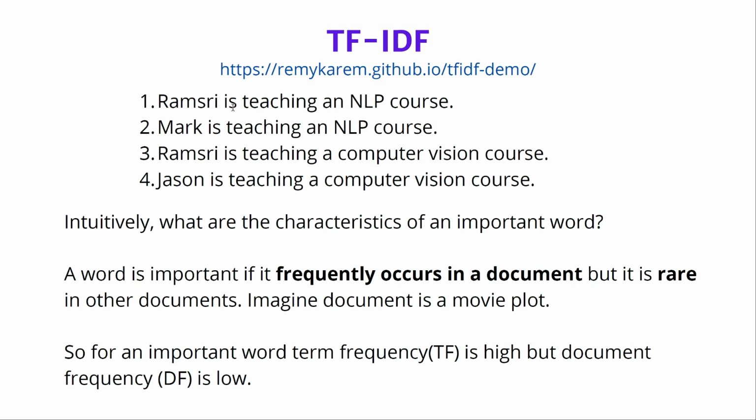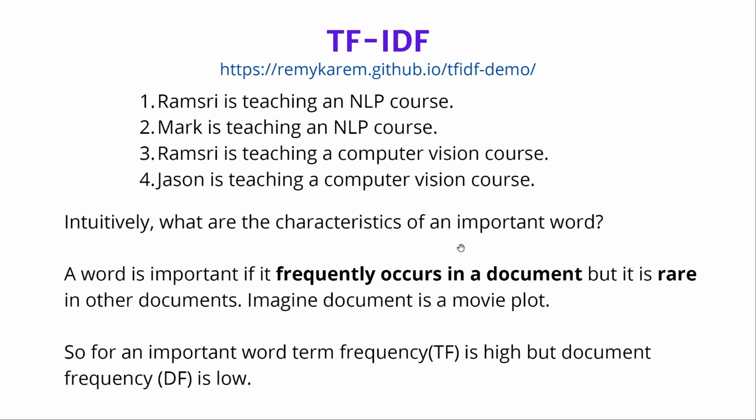That means it occurs in every sentence. So it is not rare, it is very common in everything. So a word is a keyword if it occurs frequently in a document, but it is rare across other documents.